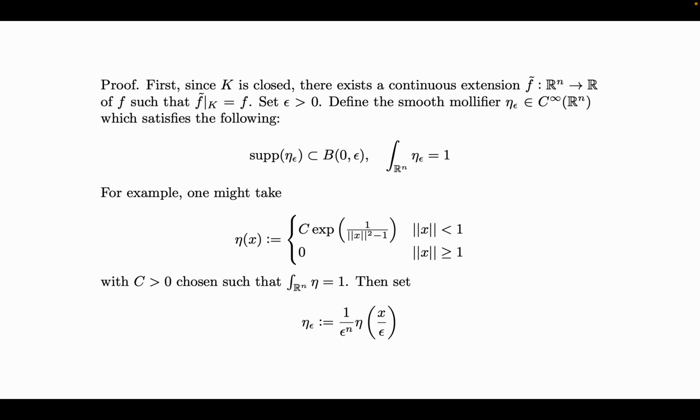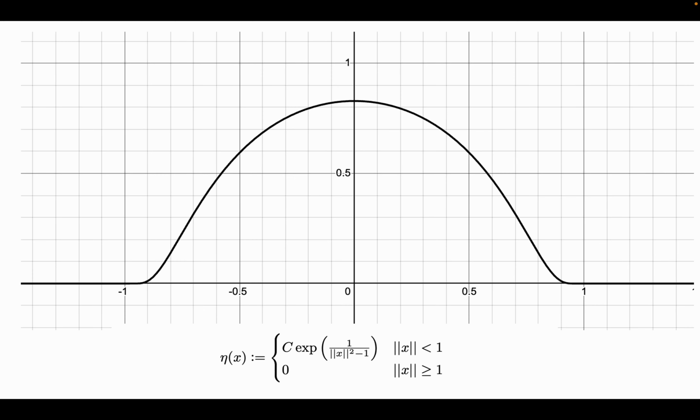So, for example, we could take eta of x to be a constant multiplied by the exponential of 1 over norm x squared minus 1 when the norm of x is less than 1, and 0 when the norm of x is greater than or equal to 1, where we choose the constant c to normalize the integral of eta. Such a function looks like this. It's graphed here. Now notice that at the endpoints of the interval, -1 and 1, the function flattens out.